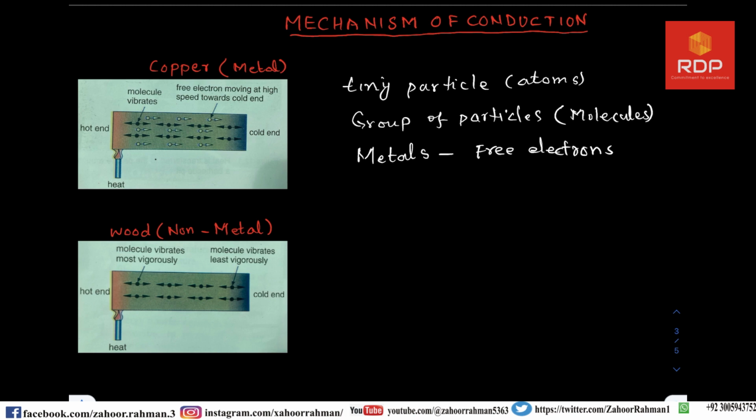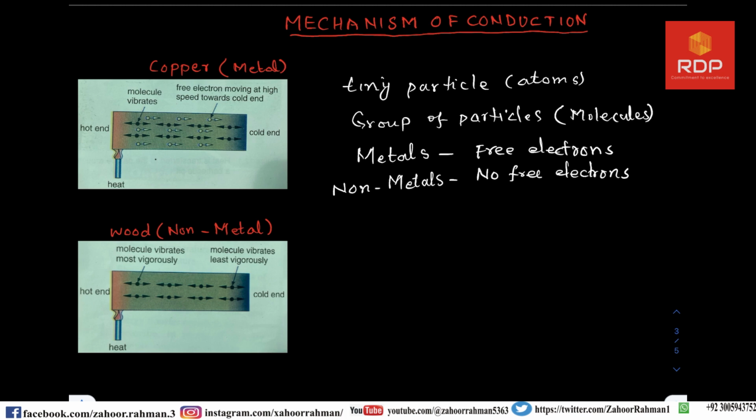And when heat is given to those materials, the electrons move vigorously. In the case of non-metals, there are no free electrons. They are tightly bound to the nucleus. So for non-metals, there are very few free electrons.